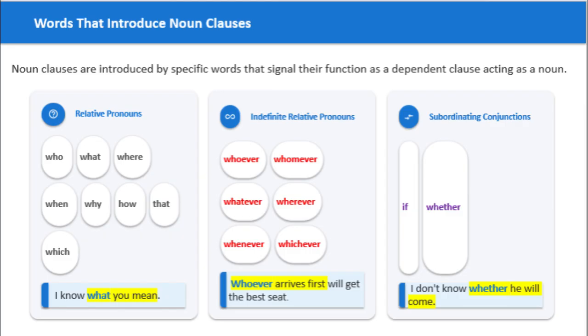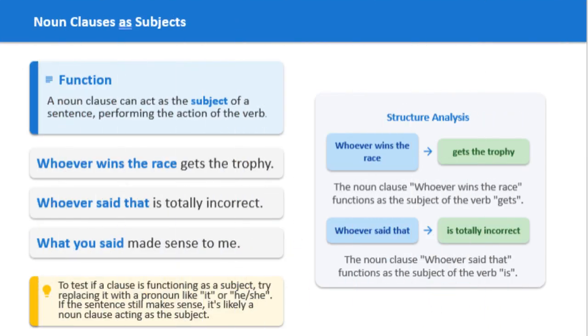he will come." A noun clause may function as the subject of a sentence, performing the action of the verb. Examples include, "Whoever wins the race gets the trophy," and "What you said made sense to me." To determine whether a clause is functioning as a subject, we can apply the pronoun substitution test. If we replace the clause with a pronoun, such as it, and the sentence remains grammatical, the clause is functioning as a subject. The structural analyses on the slide illustrate how the clause occupies the subject position before the verb.